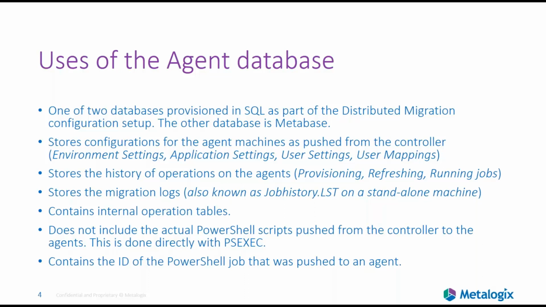What does the agent database contain? It stores the configuration for agent machines as pushed from the controller. What information needs to be pushed? The first one is the environment settings that we usually use from the file system when it's local, from the standalone machine. So at the setup, it would push the environment settings.